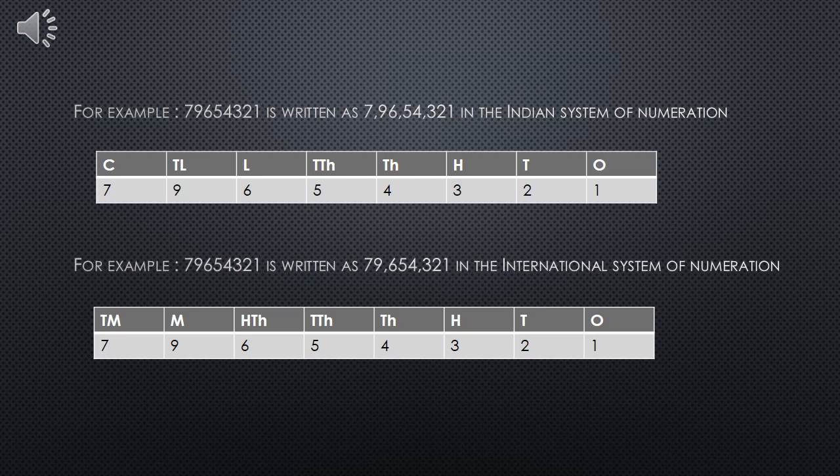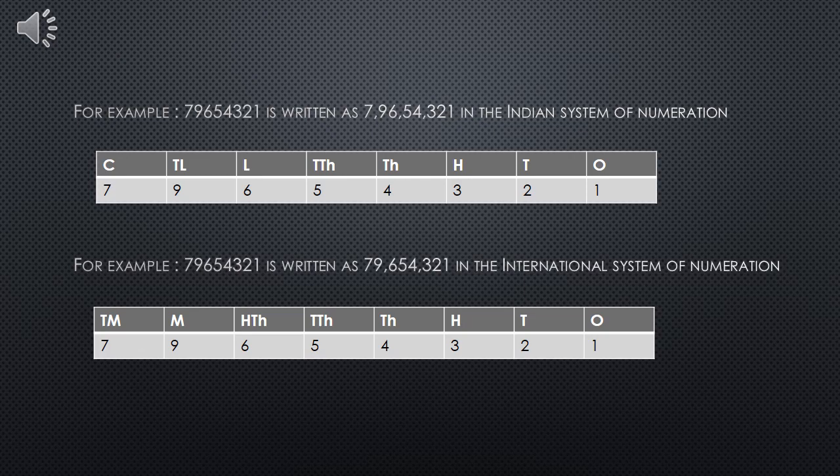After 100 place we have to put a comma. Then next is 1,000 place and 10,000 place. After 10,000 place again we have to put a comma. Then comes the lakh place and 10 lakh place. After that we have to put a comma again.